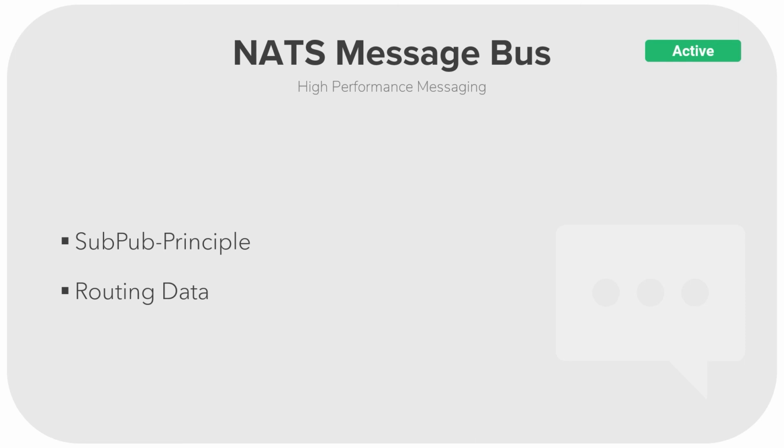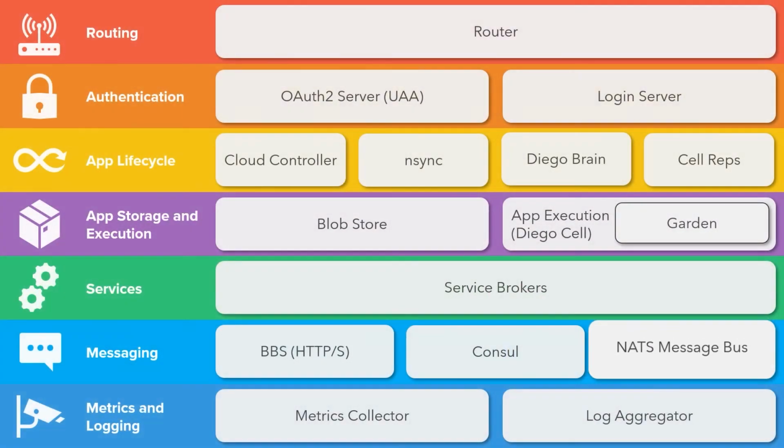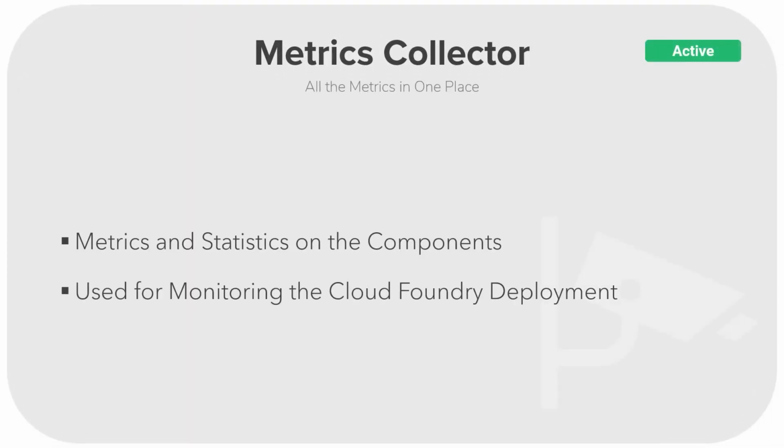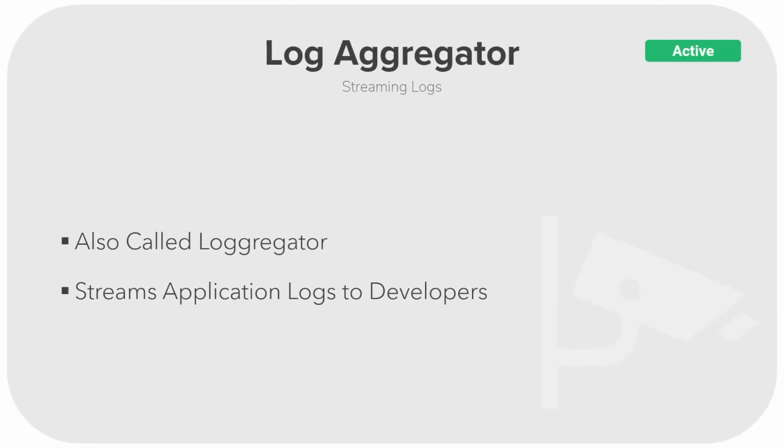This brings us to the lowest and last level of the Cloud Foundry components, the metrics and logs. First, we have the metrics. The metrics collector collects metrics and statistics from other components. It is not used for monitoring applications, but for monitoring the Cloud Foundry deployment. Last but not least, we have the log aggregator. The log aggregator enables developers in particular to stream the status or logs of their instances and thereby monitor applications.